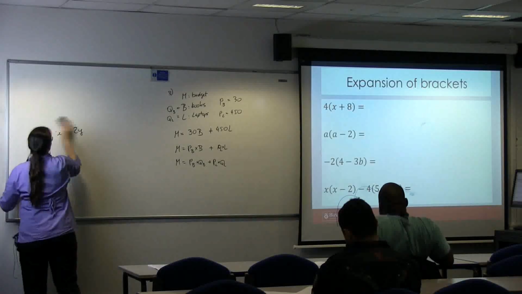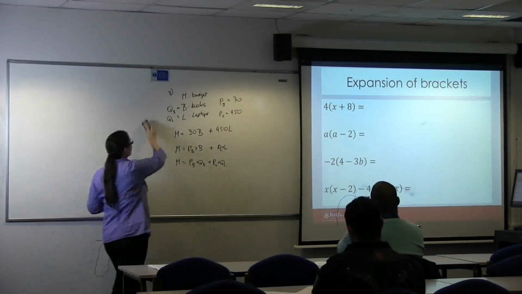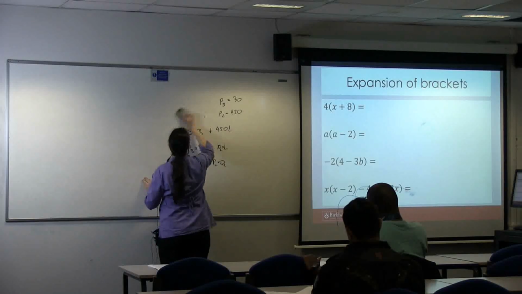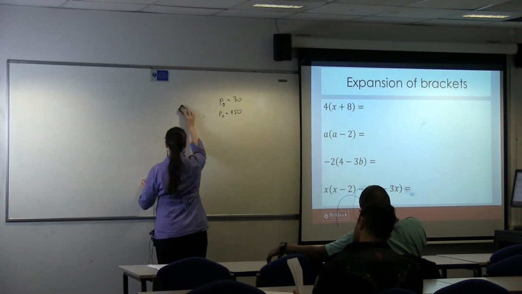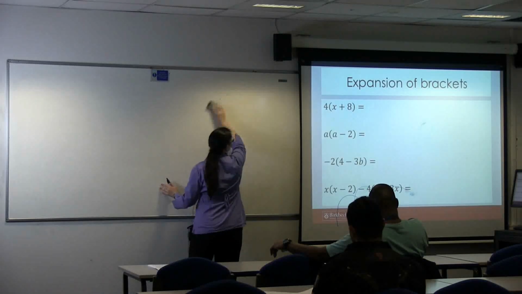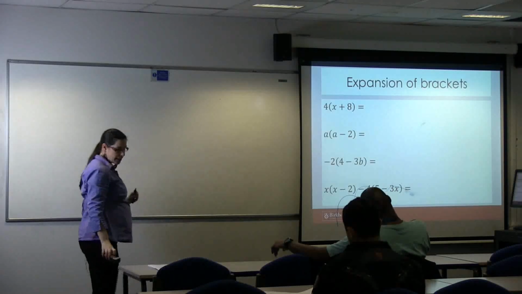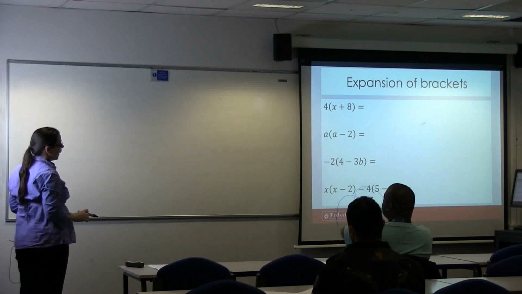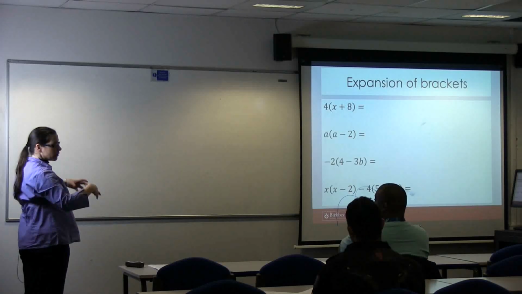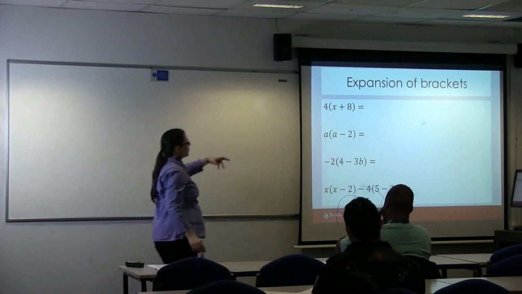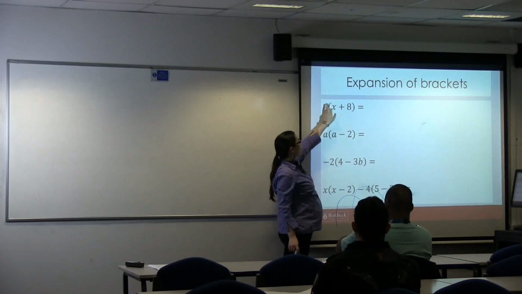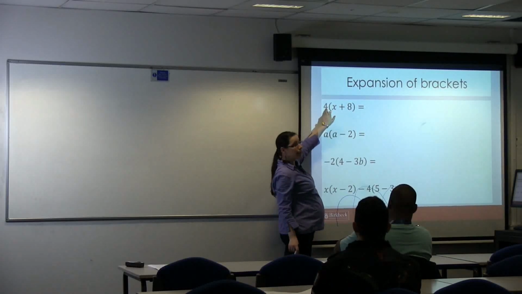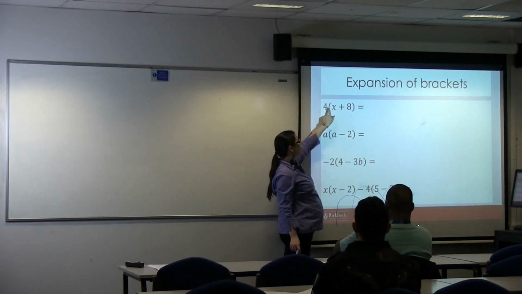which is now down to the algebra. Now, expansions of brackets, basically what we need to do here is multiply out the bracket. So, if I have got 2 terms in the bracket, that tells me that this 4 in front, I need to multiply everything inside the bracket with that 4. There is no sign here, so that's always multiplication.